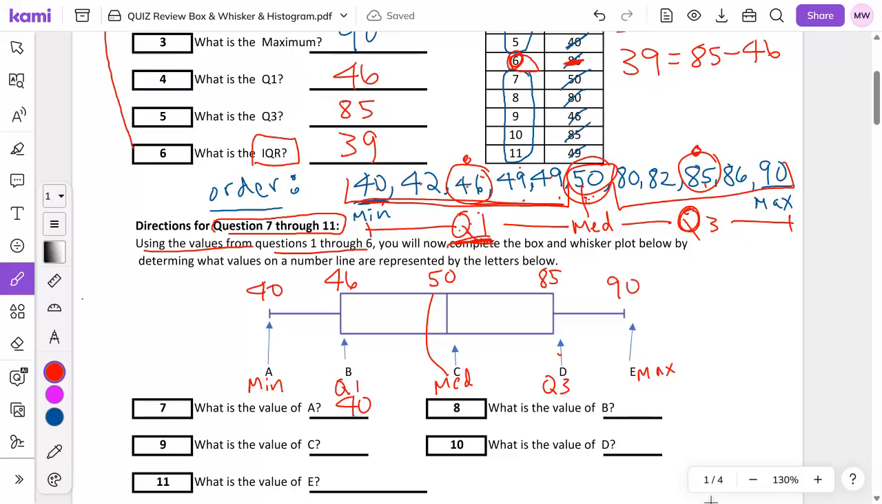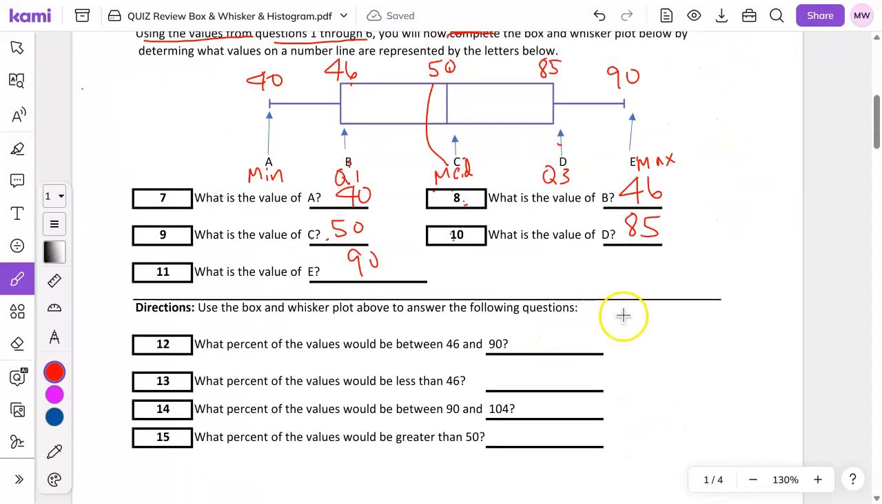Okay, so what is B? Number 8 is over here. Remember, questions 8 and 9 are over here. Okay, so 8 is what? It's B. B is 46 over here. What is C? C is the median, which is 50. What is D? D is the value 85. E is this one, 90. Okay, there you go. So that's how you do these kind of questions here, okay?